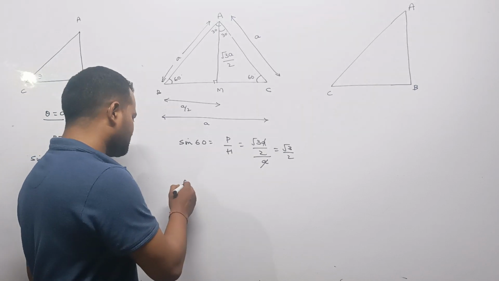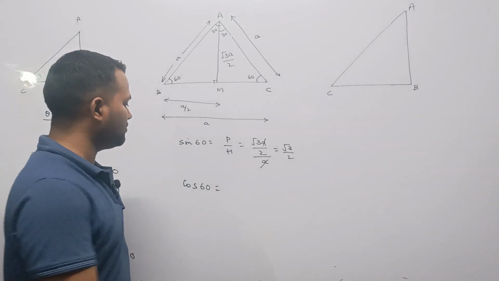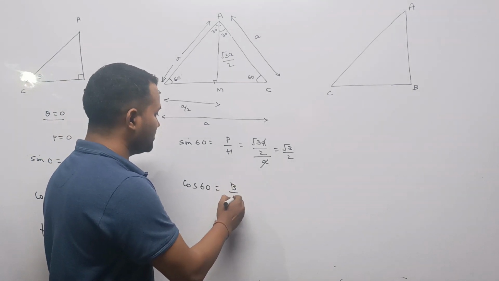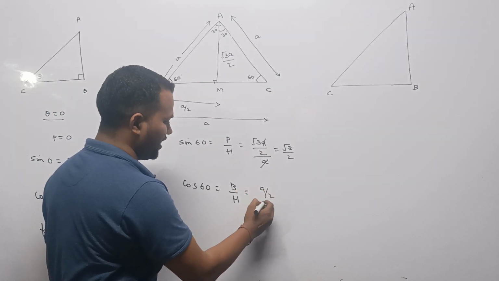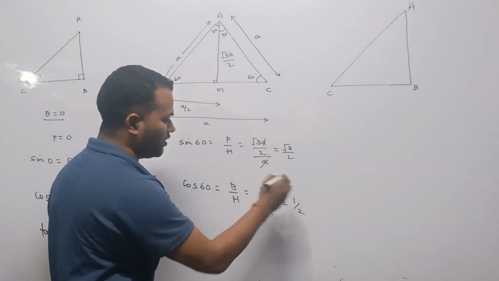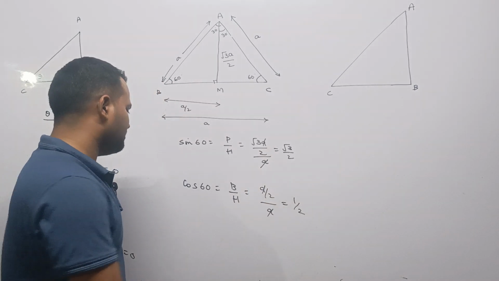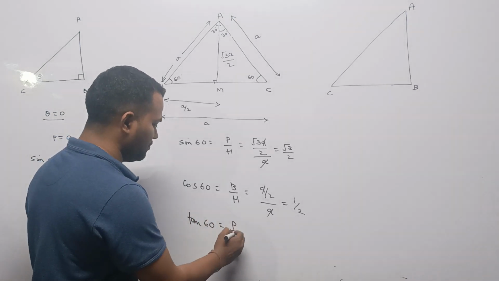Now coming to cos 60. The value of cos 60 can be found by using B by H. B for this 60 degrees will be equal to A by 2 and the hypotenuse will be A, so it comes out to have a value of 1 by 2. Similarly, we can find the value of tan 60 degrees, which is equal to P by B.